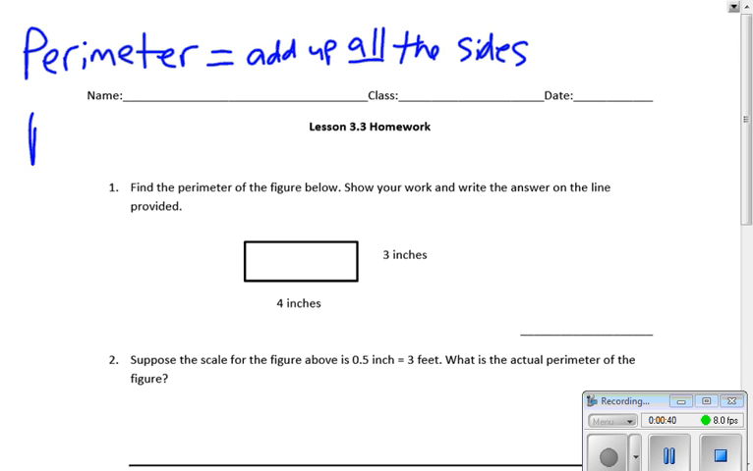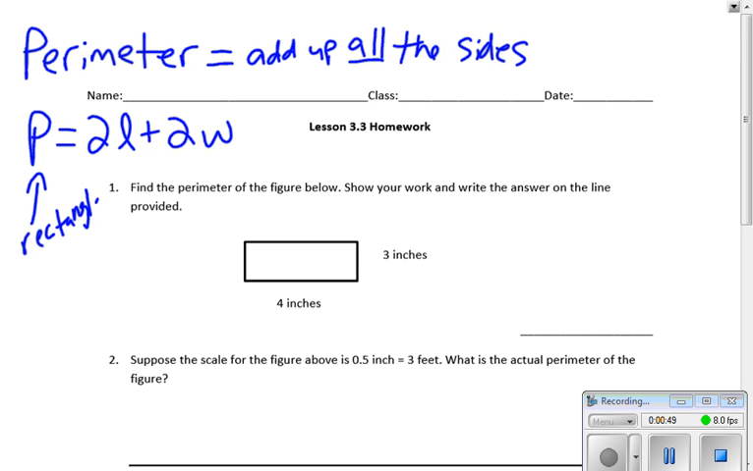The other way to find perimeter is 2L plus 2W. This is specifically for a rectangle, and since this worksheet only deals with rectangles, that's what you need to know. You're doing the length plus the width, which is 2L plus 2W. But really, just add up all the sides of your perimeter.